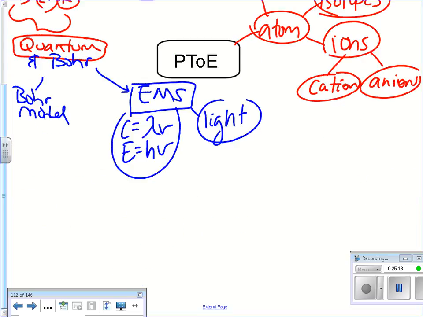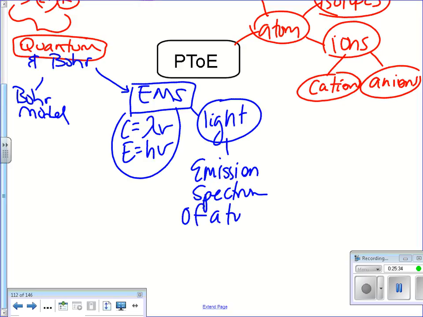Light is a separate category because it relates to the electron emission spectrum of the atom. So remember, each atom has a specific set of wavelengths that it can emit due to its electronic transitions. And so that's all related to our relationship with light, that we can see light, so we can see that kind of electronic motion and movement.